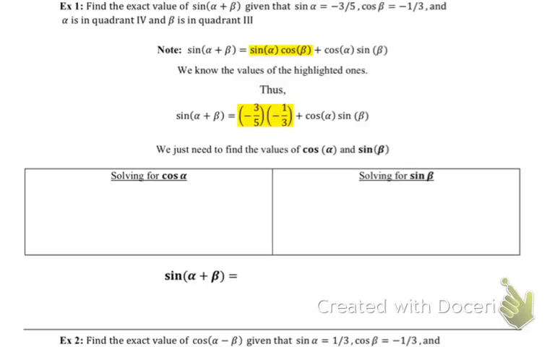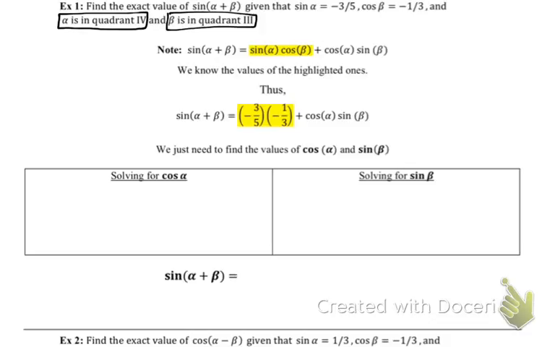They're going to give me two things. Every one of these is going to give you two things. This one gives me that sine alpha equals negative 3/5, and it tells me that cosine beta equals negative 1/3. It also says where each of our angles is. Alpha is in quadrant 4. So if I'm dealing with alpha, quadrant 4 tells me all students take calculus, only cosine is positive. If I'm talking about beta, I'm in quadrant 3. All students take calculus, only tangent will be positive, so sine and cosine will be negative.